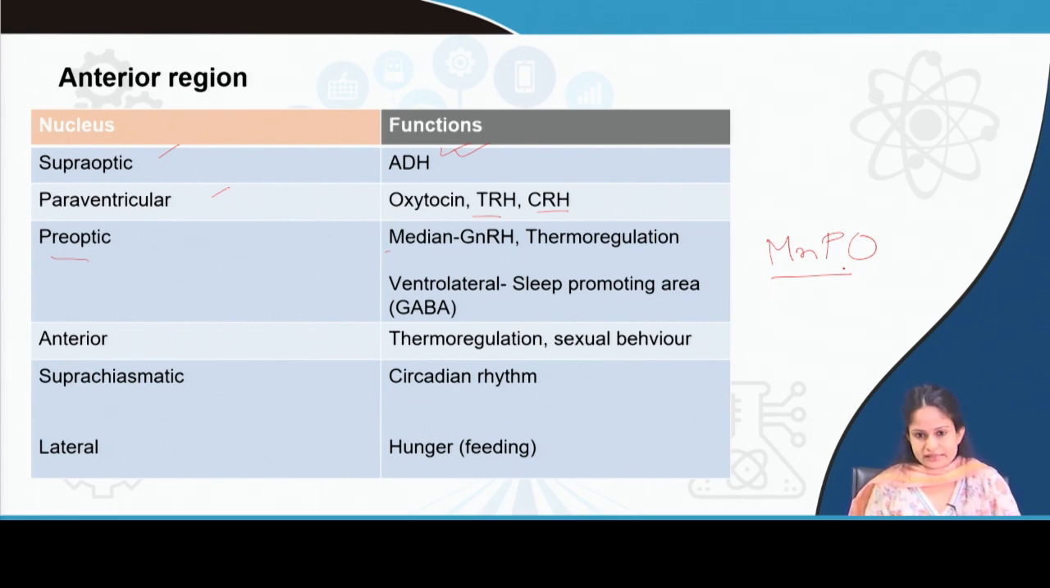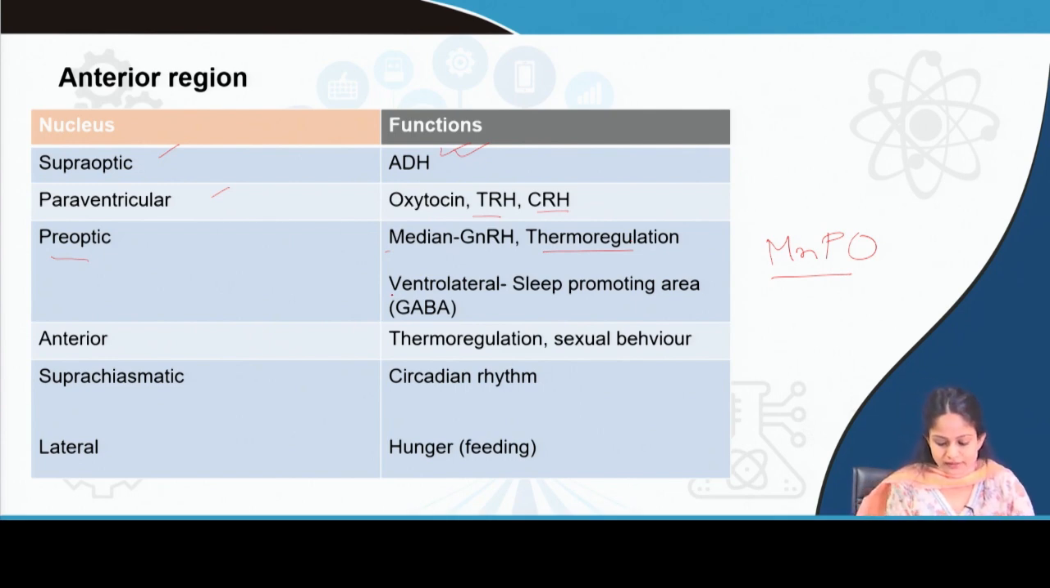So, anterior hypothalamus, specifically median preoptic nucleus, plays an important role in thermoregulation when you are exposed to hot environment. Suppose I am exposed to hot environment, what will be the reaction in my body? I will be sweating, there will be vasodilation. So, all these features are done by the preoptic nucleus, median preoptic nucleus.